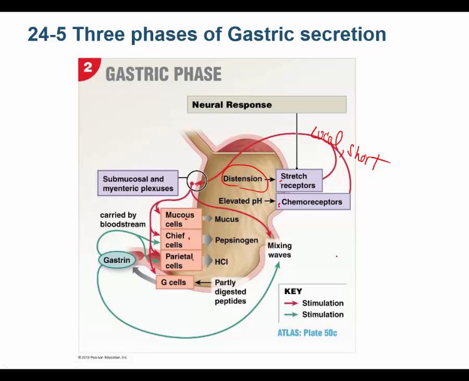Now what's going to happen is pepsinogen, in the presence of hydrochloric acid, is going to become pepsin. Pepsin starts to digest protein. So protein digestion occurs in a great deal. In addition, my submucosal and my enteric plexuses are going to innervate the smooth muscles of the stomach, the three layers, the oblique layer, the circular layer, and the longitudinal layer, and you're going to churn the stomach. You're going to have mixing waves in the stomach. This is the gastric phase.